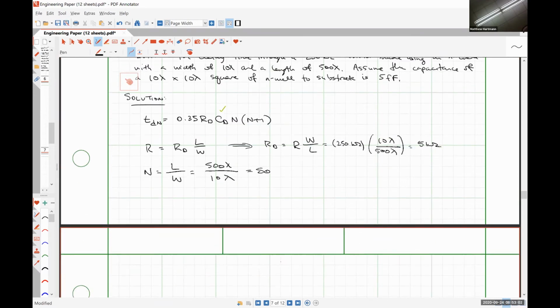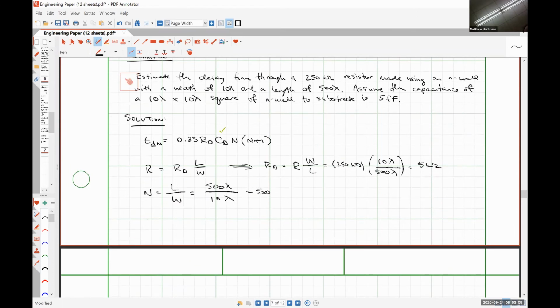So from this, TDN is going to be 0.35 times 5 kiloohms times 5 femtofarads times 50 times 51, and I believe this comes out to 22 nanoseconds. So that's the delay time of the signal entering our distributed network and then coming out the other side.